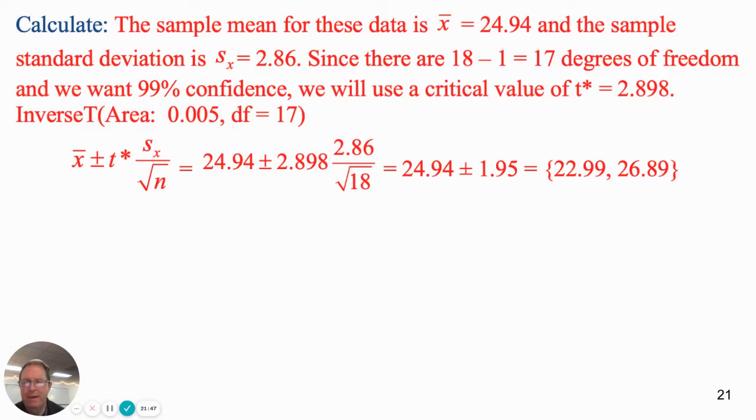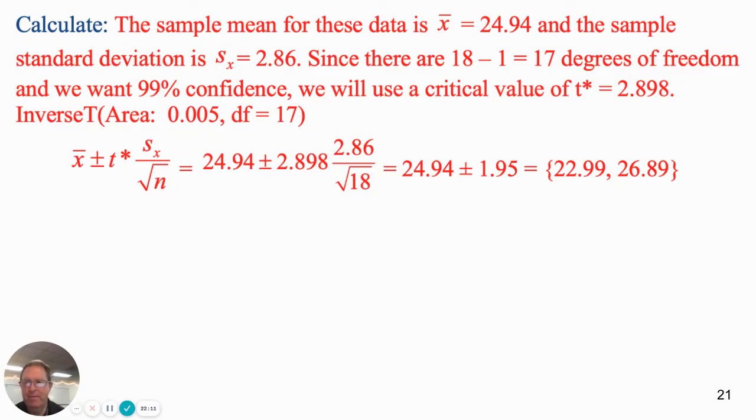Now I'm using the 99% confidence interval. So that means I have 1% left over. I split that into two tails. I get 0.005 in each tail. So that's the area. My degrees of freedom is 17. I hit execute, and that tells me my t star of 2.898. So now we go to our formula.